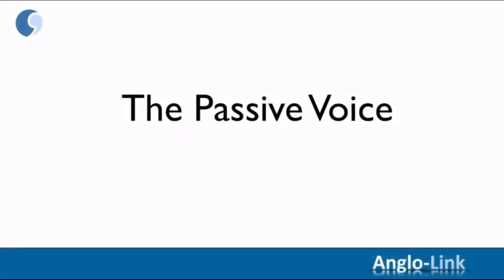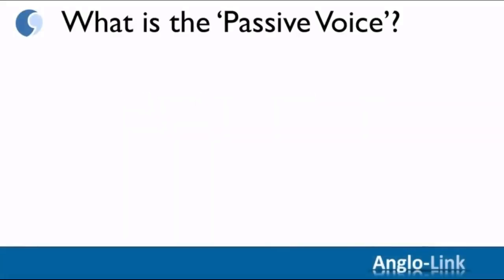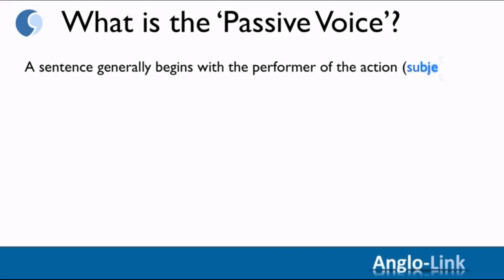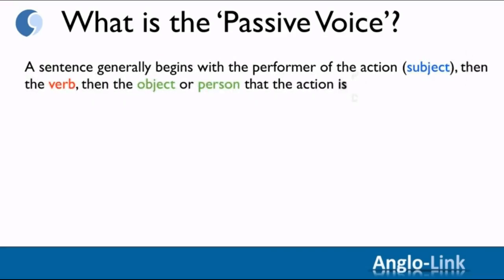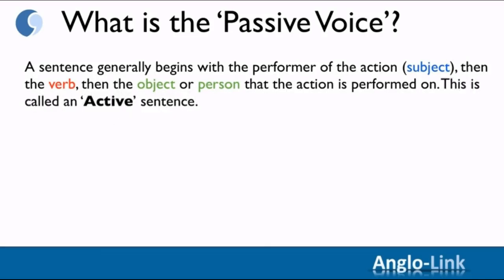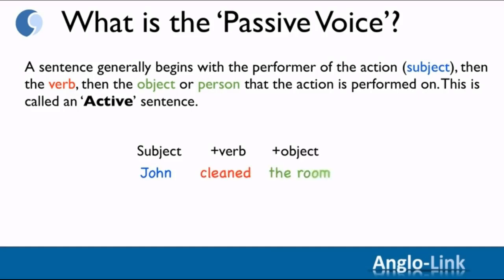The passive voice. What is the passive voice? A sentence generally begins with the performer of the action, which is the subject, then the verb, then the object or person that the action is performed on. This is called an active sentence. For example, the subject is John, the verb is clean, and the object is the room.